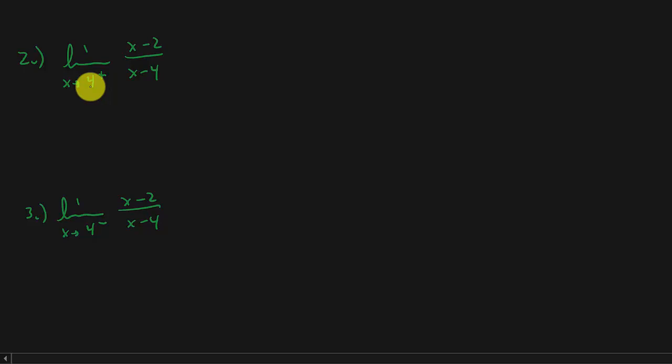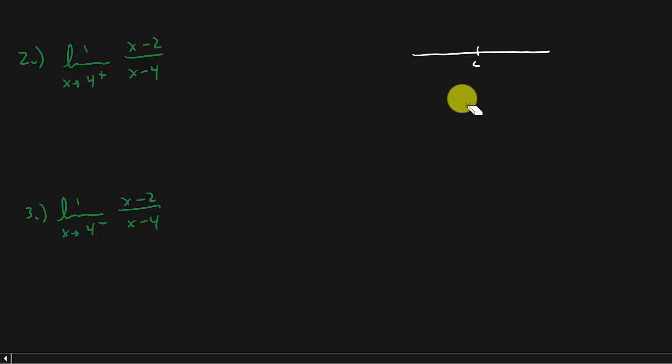So just look at it this way. Here's the 4. We're coming in from the right-hand side. So that means we would be plugging in numbers like 4.1, 4.01, 4.001. All this that I'm writing over here is just kind of what you're doing in your head.